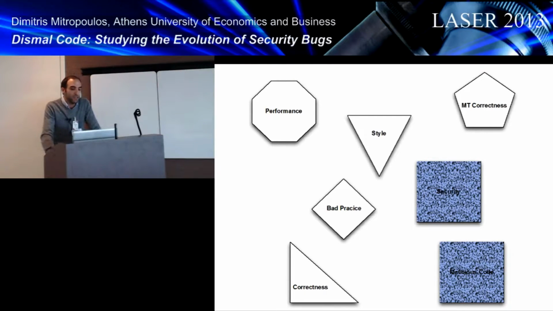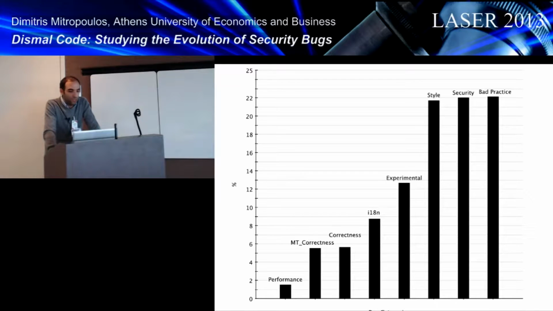Now, let's see some primary observations concerning the software defects of the Maven repository as a whole. Our first result concerns the most popular bugs in the ecosystem. Together with the bad practice bugs and the style bugs, security bugs are the most popular. Here we call security bugs the sum of the two aforementioned categories.